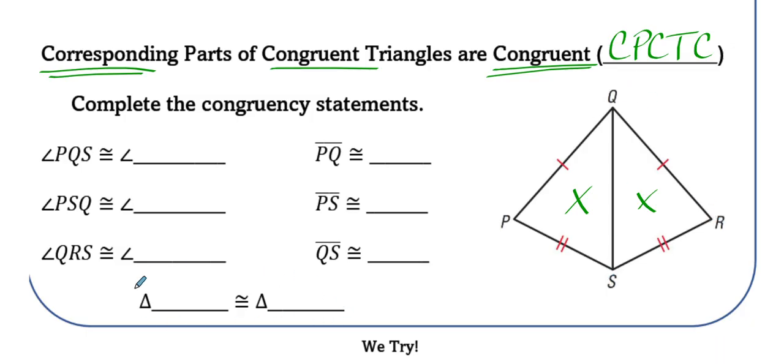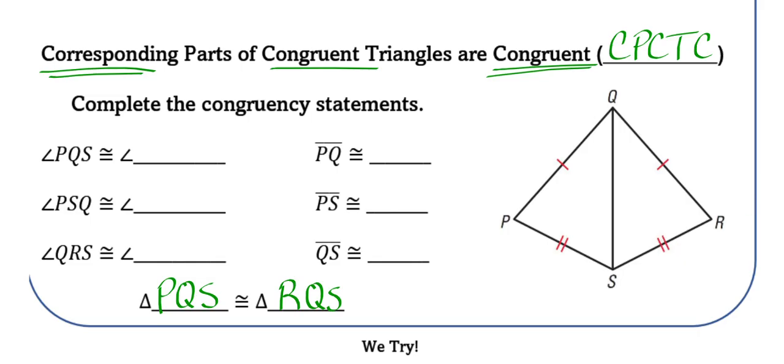Actually, let's start with that. I'm going to write the congruency statement here. PQS is congruent to RQS. The order of one of these doesn't matter, but if I'm going to say this in this order, PQS, then I have to say the other one in that same order, RQS, because these two points match up with each other. They should be in the same spot in that congruency statement.